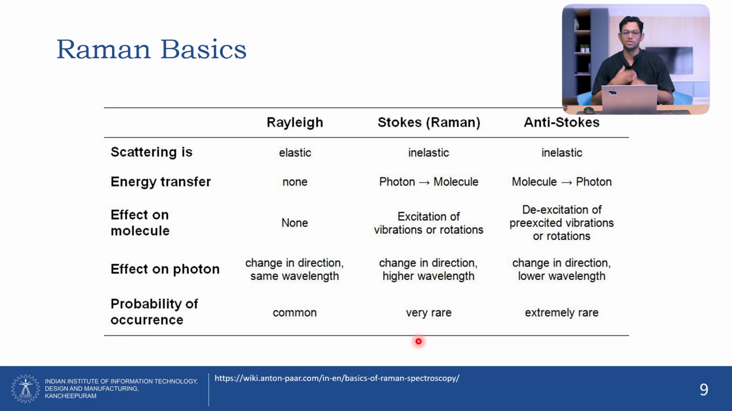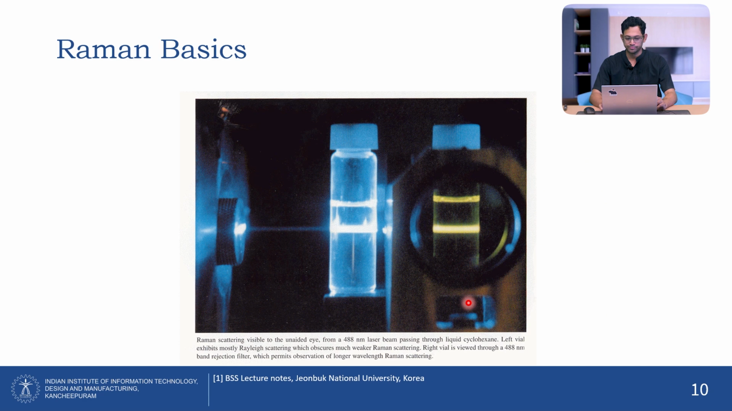The probability of the number of events taking place for Raman shifted photons would be more as compared to the Anti-Stokes photons. But it is still rare, so you need sophisticated detectors as well as filters to remove the original light source, that is the Rayleigh light, and then detect only the Stokes light. We will see how we do it.